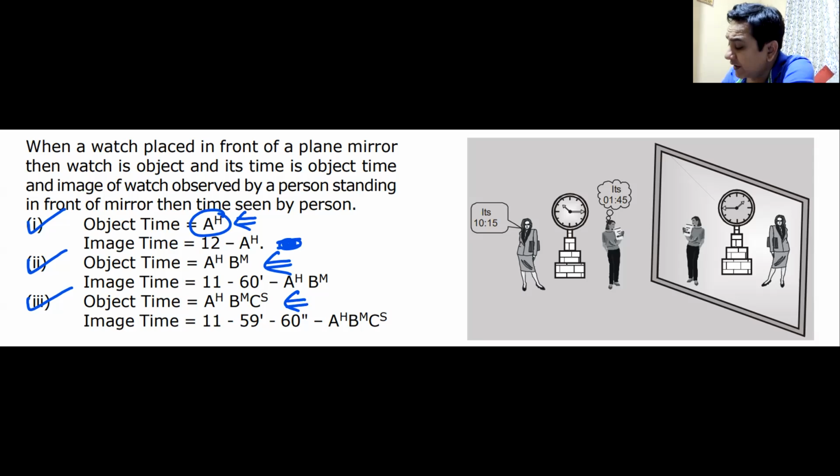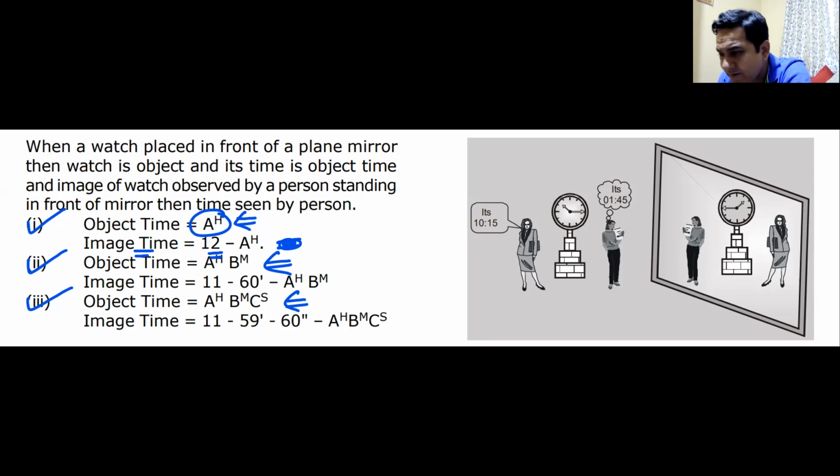So, if the clock is showing h as the hour, the image time would be 12 minus h, or vice versa. So basically, if it is 10 o'clock on the clock, the image will show 12 minus 10, that is 2 o'clock. Do we understand this? If the actual time is 10 o'clock, the image will show 2 o'clock. Do we understand this?